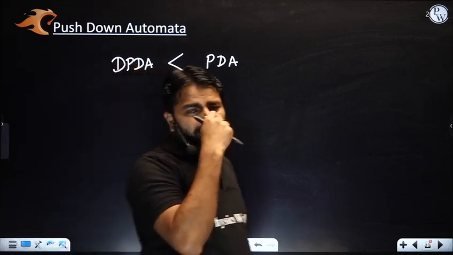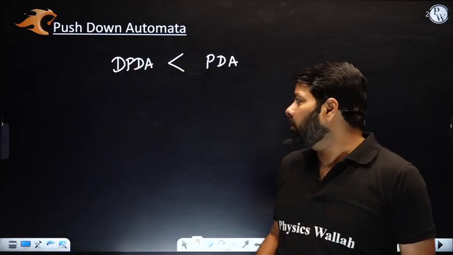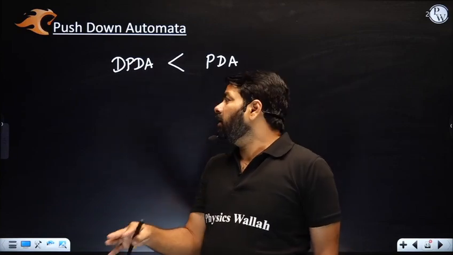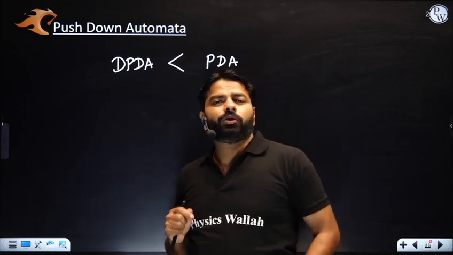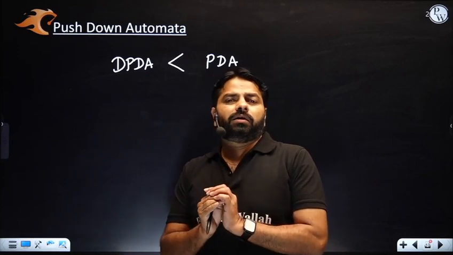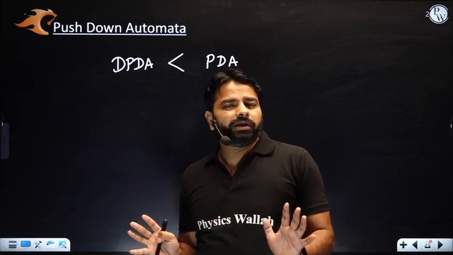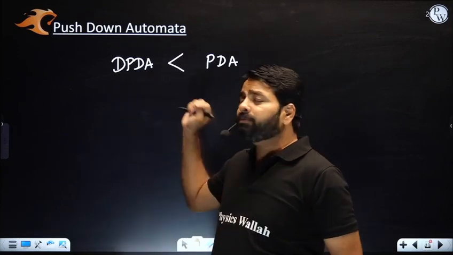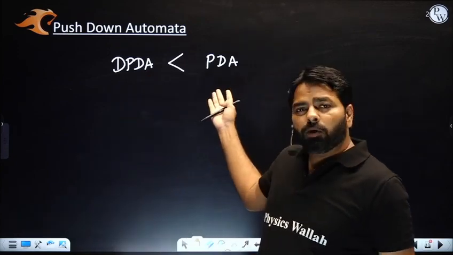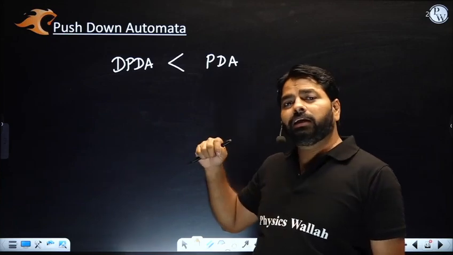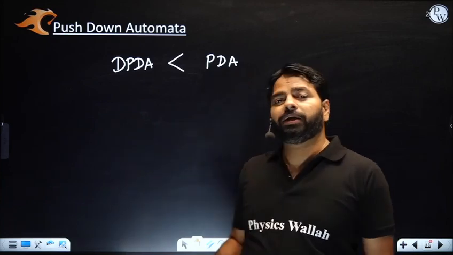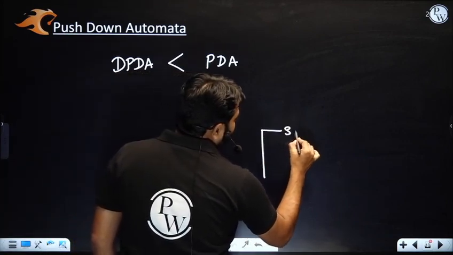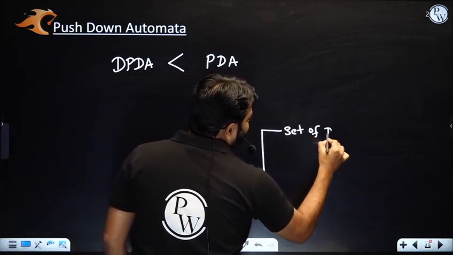Why? I'm not talking about one language in the class. It's about the whole class. When we are talking about DPDA, you can represent only a few. Only few means not 1, 2, 3. It's infinite only. But the number of languages represented by DPDA will be a subset of the number of languages that you can express with the PDA. Like you know that we have the set of DCFLs.